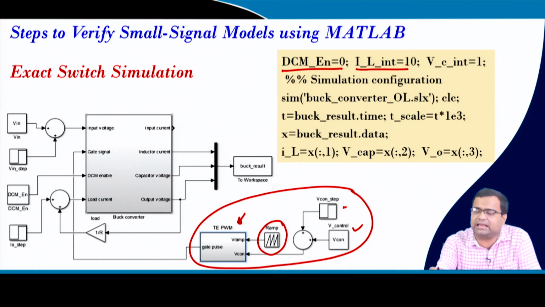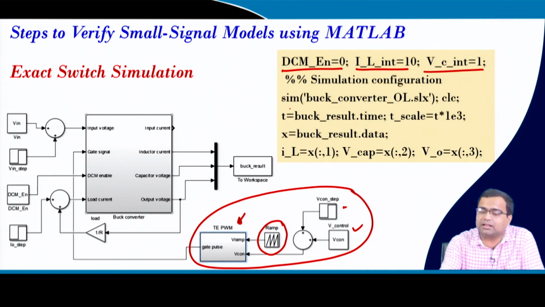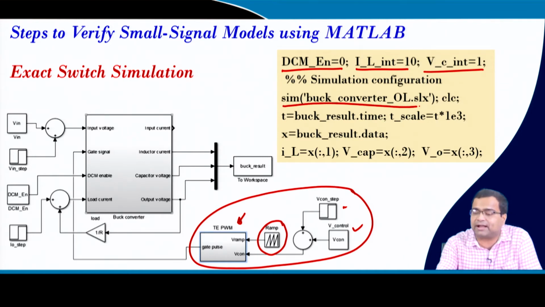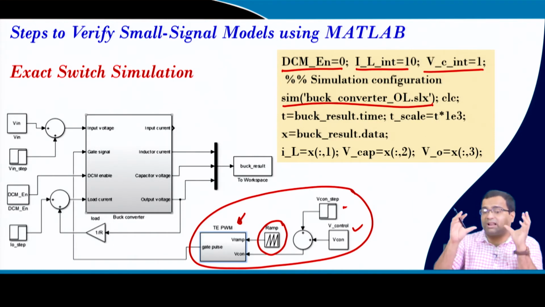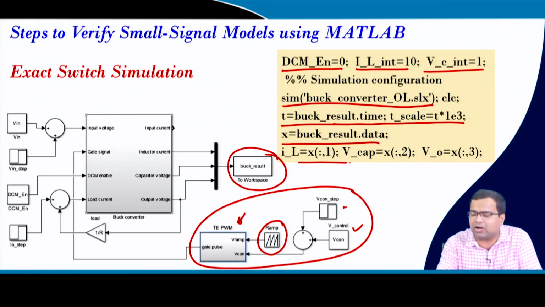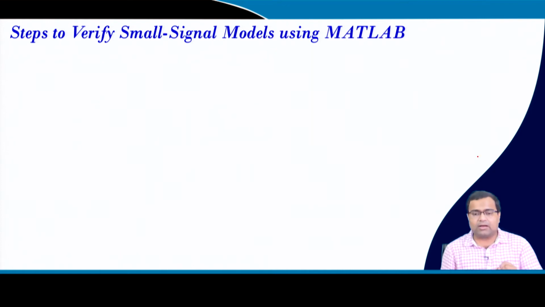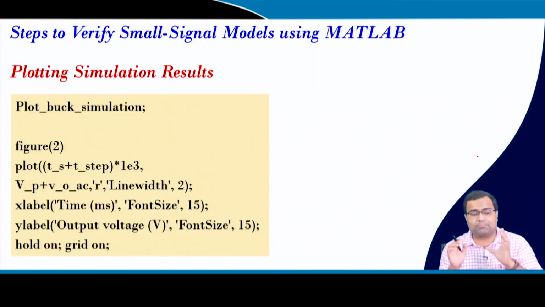You can take any arbitrary initial condition of the inductor current and the capacitor voltage. Then we are calling the simulation file. From the .m file, we are running the Simulink file, named buck converter underscore open loop. Then we are storing the result, because this result is stored in the workspace, the time scaling, we are storing this data, all these things we have explained at the very beginning. Okay. Now we want to verify and then plot.